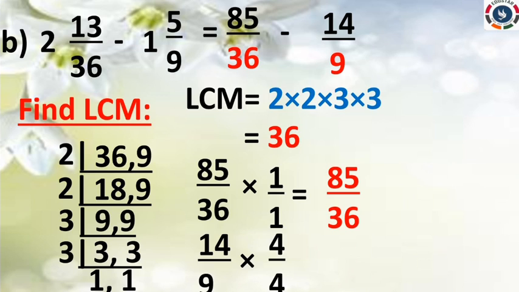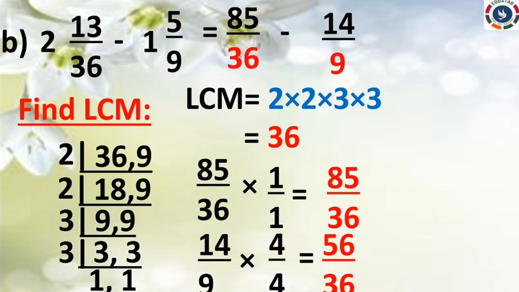So 14 into 4, how much now? You want to multiply these two values. You get 56. And 9 4s are 36. So now we converted the fractions into like fractions.